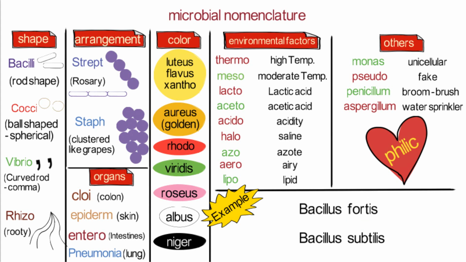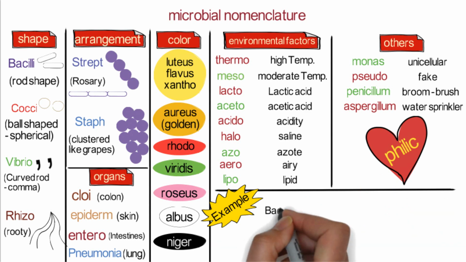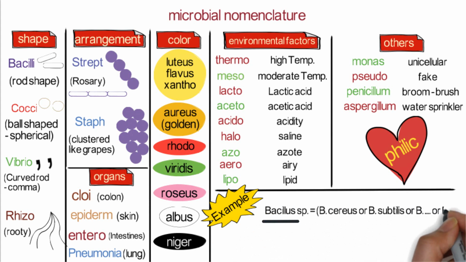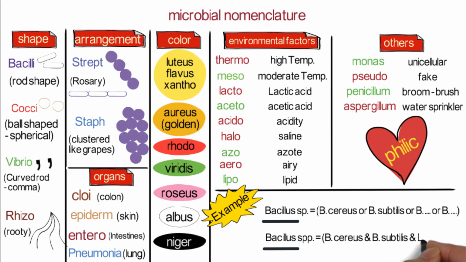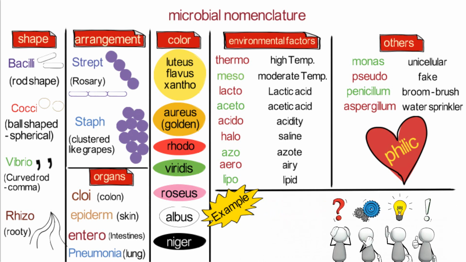About nomenclature, you should know that those microorganisms are common in genus Bacillus but differ in species. Only the first letter in the genus is capital. Also do not forget to write the microbial name in Latin, or mark and underline. Bacillus sp. means any species belonging to this genus, but Bacillus spp. means more than one species belonging to Bacillus. Now, show me your skills according to the previous key.